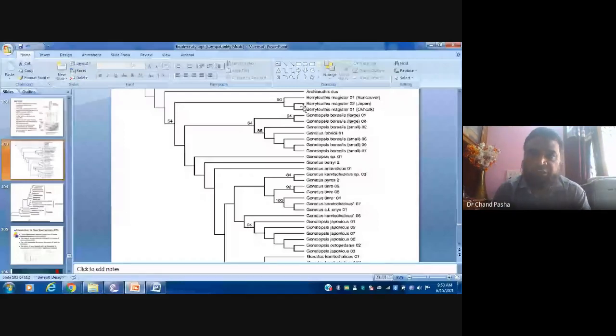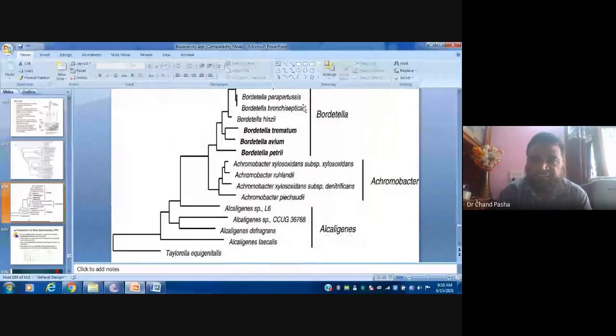You can see here, Bordetella pertussis is here. These are all Bordetella species, and this is Achromobacter, this is alkaligenes. Based on sequence similarity, we take the sequence and do the multiple sequence alignment, and we see where our unknown or new bacteria stands. Suppose it comes somewhere here, we can call it Bordetella hinzii. Otherwise, if it does not come here, we can call it a new bacteria. This is how new bacteria are discovered.